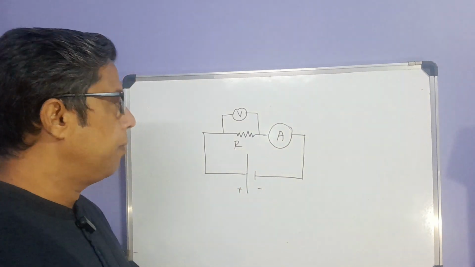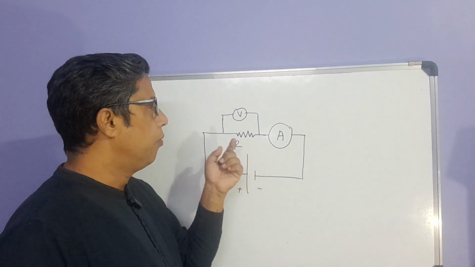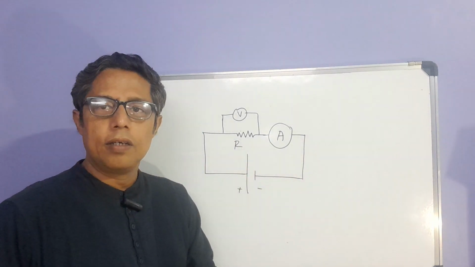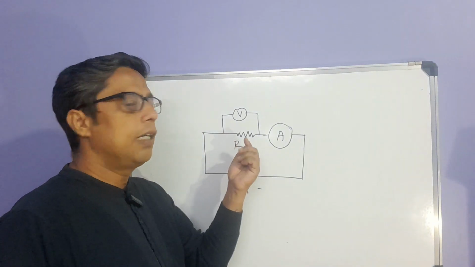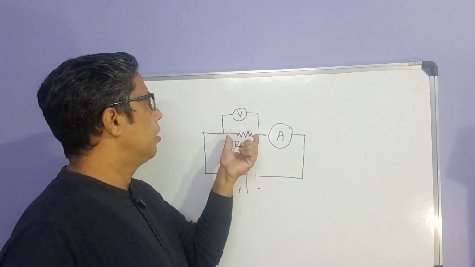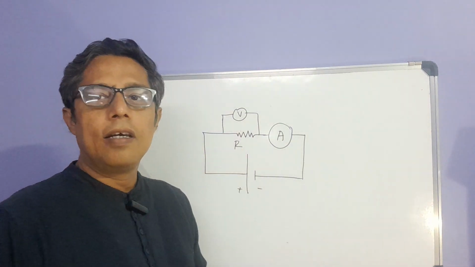So what is the role of the ammeter? The ammeter is measuring the current. That's why it will be in series in a circuit. Okay, and the voltmeter is measuring the potential drop at a particular point.